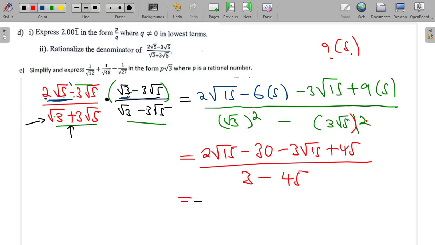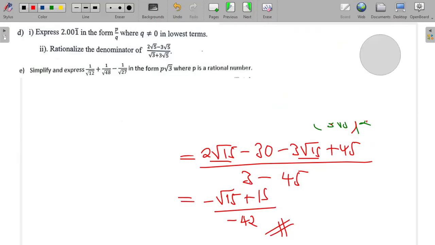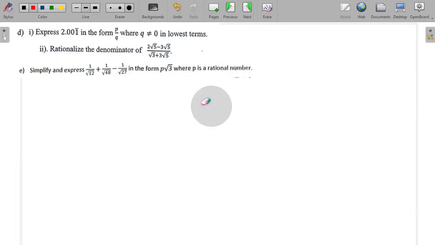Okay, so we're going to have 2 root of 15 and minus 3 root of 15. We can combine those. We get minus 1 root of 15, and then minus 30 plus the 45, I get plus 15. And then down there, what am I going to get? 3 minus 45, that will be minus 42. So it means we have rationalized the denominator. And we're done.